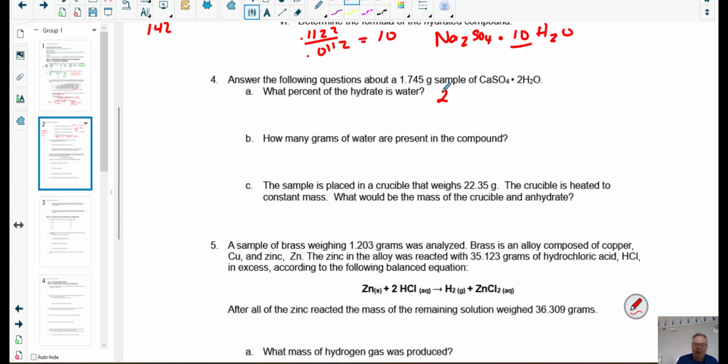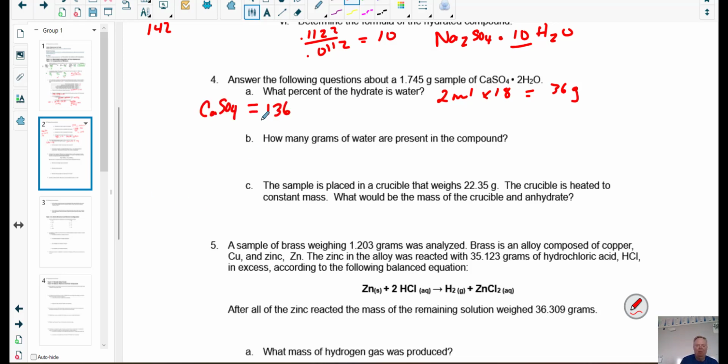Well, I know if I got 2 moles of water, and we know that water is 18 grams per mole, that means I'm going to have 36 grams of water as compared to 1.745. So what is that percent? All right, now we just need to figure out what is the mass or the grams of calcium sulfate.